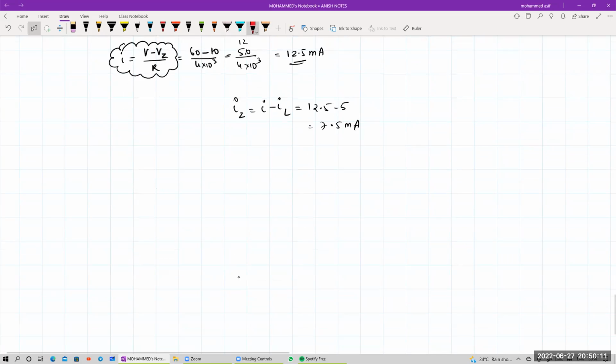I will show one more question that was asked in JEE Mains. Find the potential difference between points A and B. The circuit is given like this.